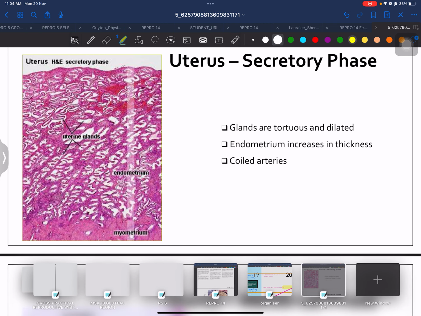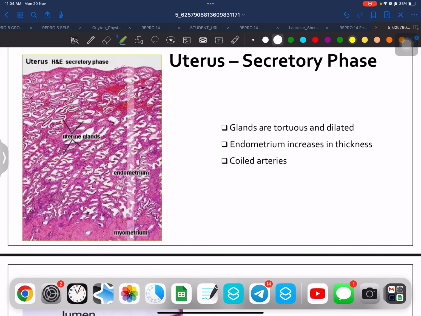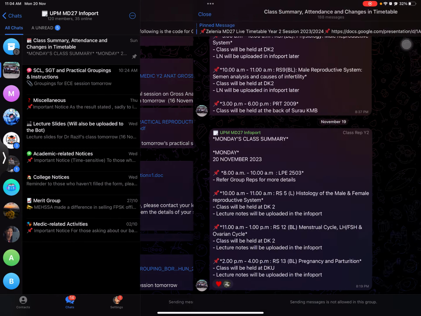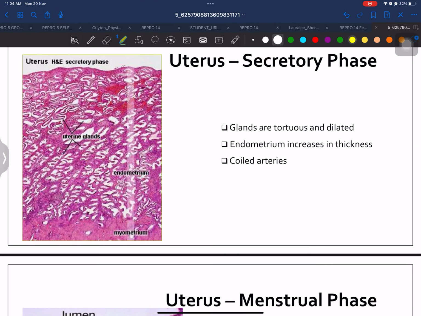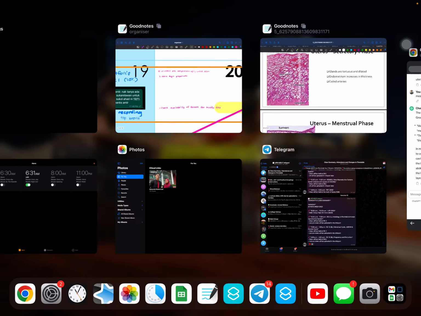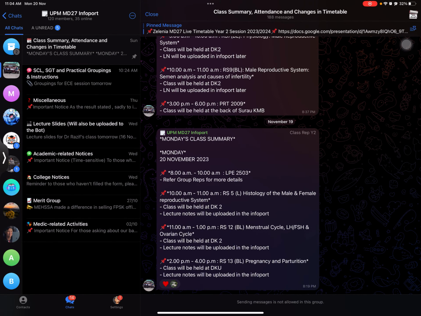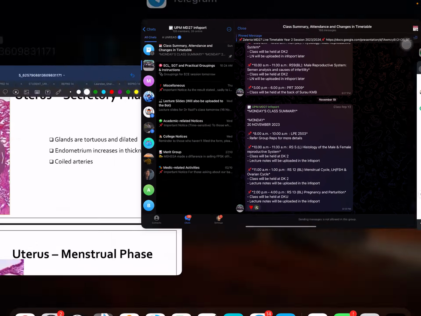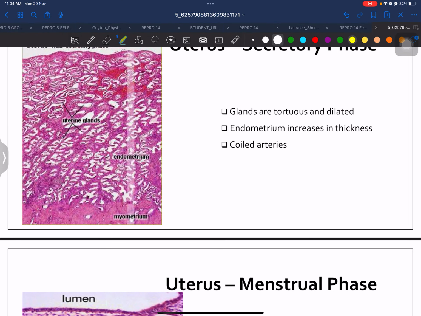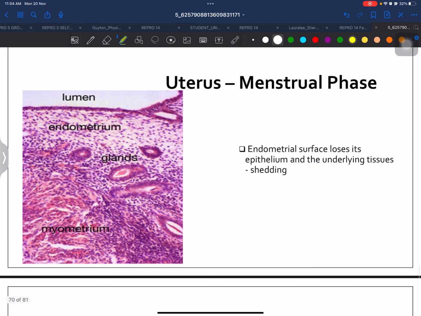If you notice, the glands are straight, just very simple glands macam tu. Once it becomes the secretory phase, it starts to be tortuous and dilated. The thickness becomes thicker, and the arteries are much heavier in the secretory phase. Bila dia dah masuk menstrual phase, it starts to shed.